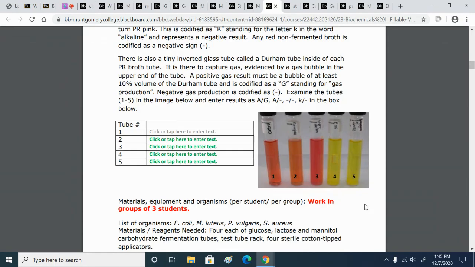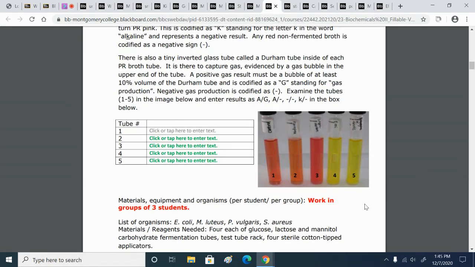Is it because Micrococcus luteus is an obligate aerobe and fermentation is anaerobic? Yep, so Micrococcus luteus is an obligate aerobe, which means it must have oxygen. And we know that fermentation is an anaerobic process. So obligate aerobes cannot perform anaerobic processes. So Micrococcus luteus cannot ferment anything.